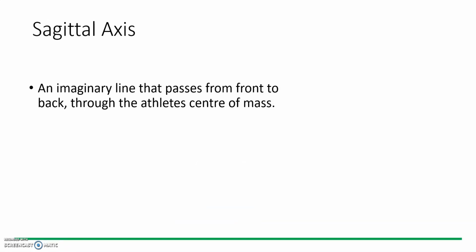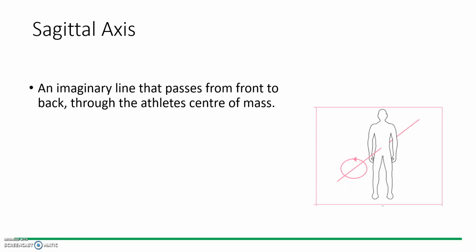So a sagittal axis is a line that passes from front to back. Imagine a javelin going straight through the belly button. They would only be allowed to rotate along that javelin, along that axis.